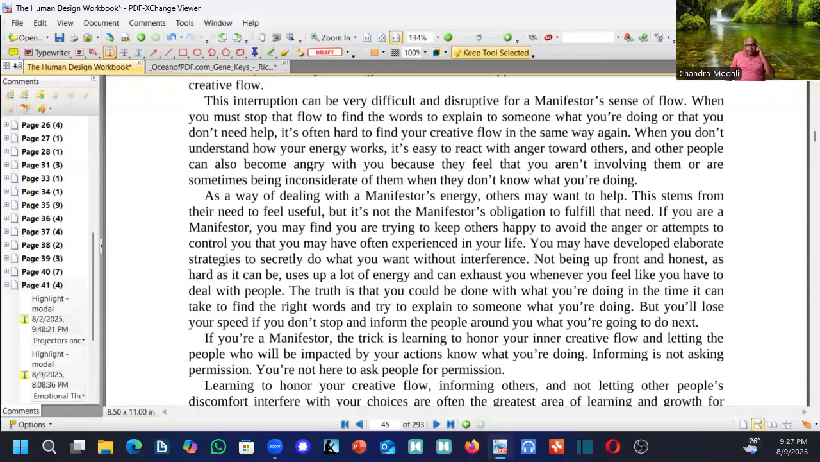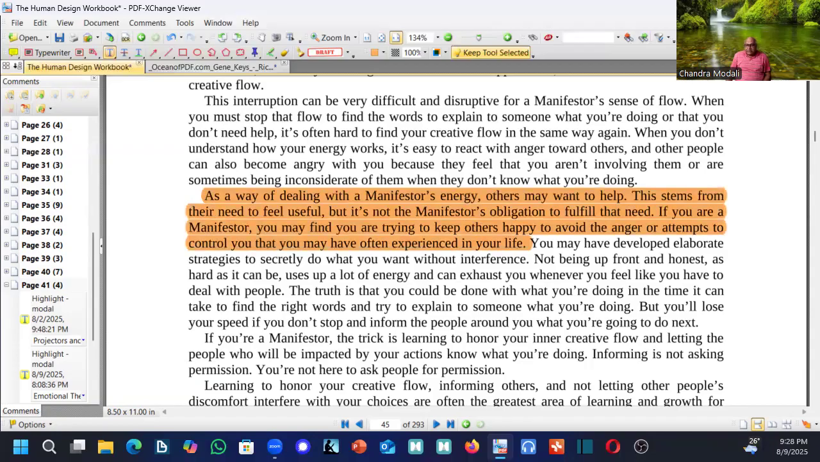As a way of dealing with a manifestor's energy, others may want to help. This stems from their need to feel useful, but it's not the manifestor's obligation to fulfill that need. If you are a manifestor, you may find you are trying to keep others happy to avoid the anger or attempts to control you that you may have often experienced in your life.